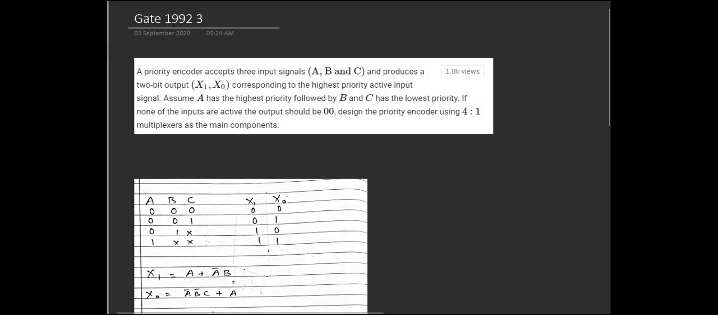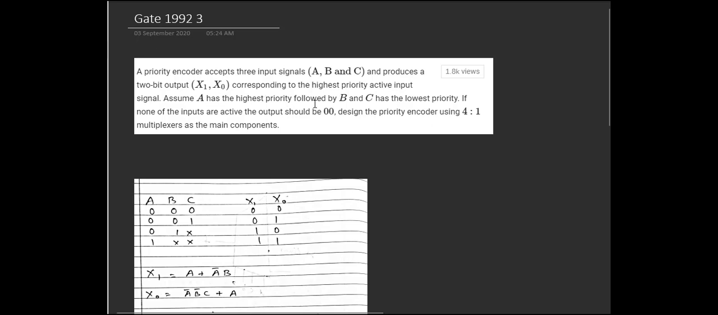This question was asked in GATE 1992, and the question states a priority encoder accepts three input signals. So there are three input signals A, B, and C, which the encoder accepts and produces a 2-bit output. Based on the combination of A, B, and C, we will get a 2-bit output. We will see how it will be corresponding to the highest priority active input signal.